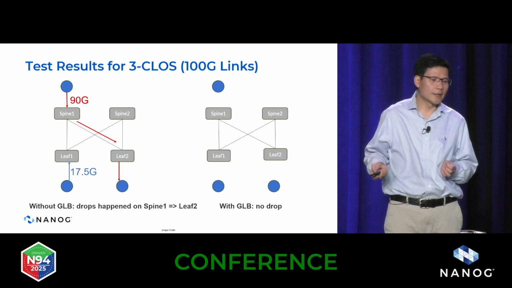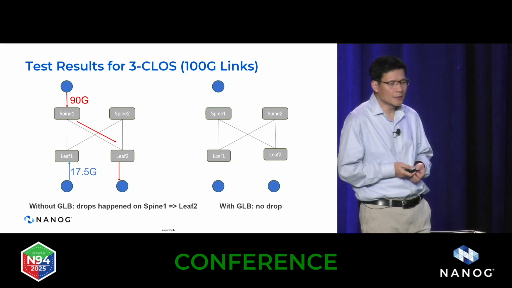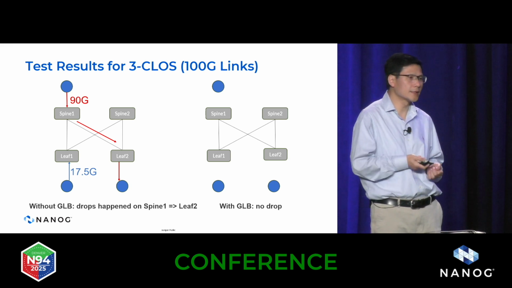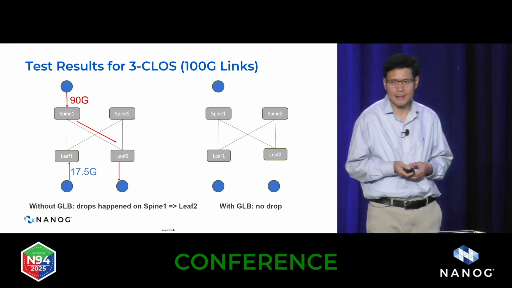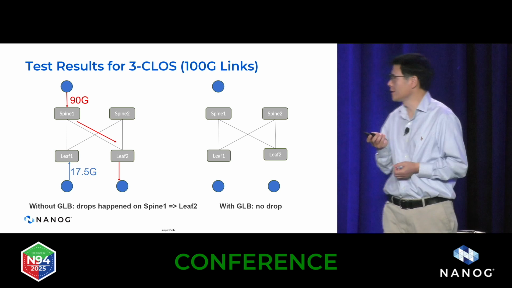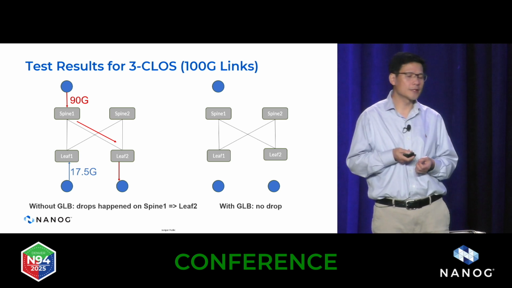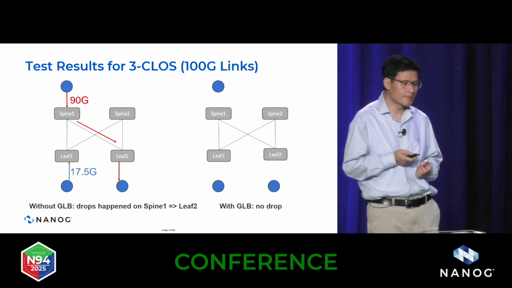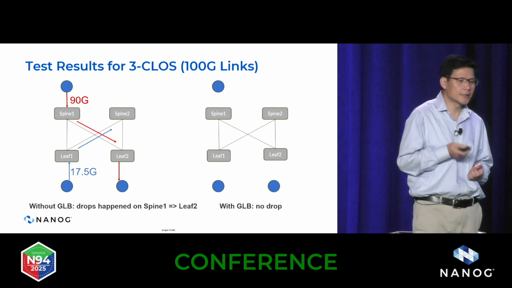Without GLB turned on, leaf 1 would use the dynamic load balancing. The way dynamic load balancing works is it looks at its local links to decide where to hash the flow. In this case, since both local links do not have any traffic yet, leaf 1 will just randomly pick one of the links to send the traffic. Let's say it picks the link towards spine 2.